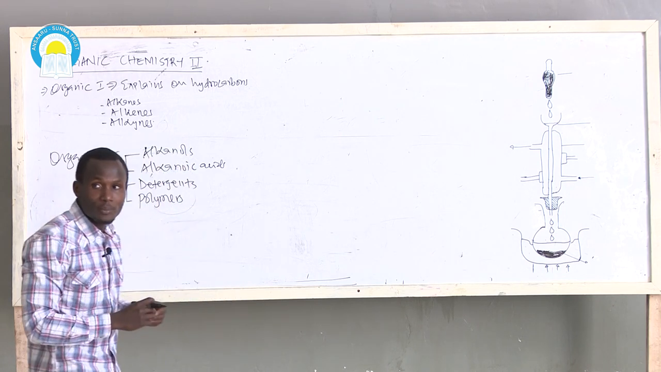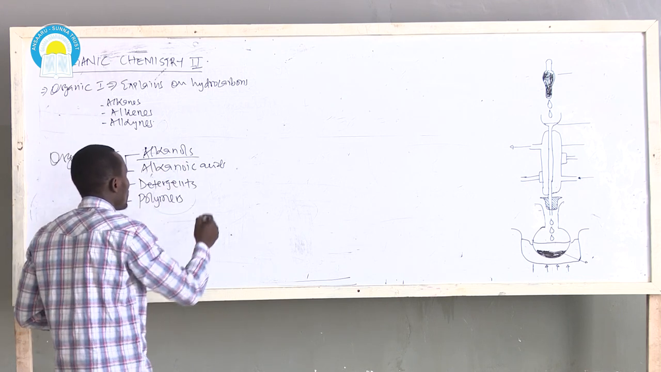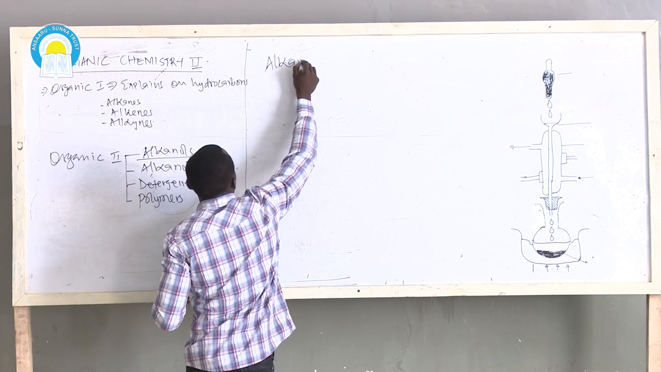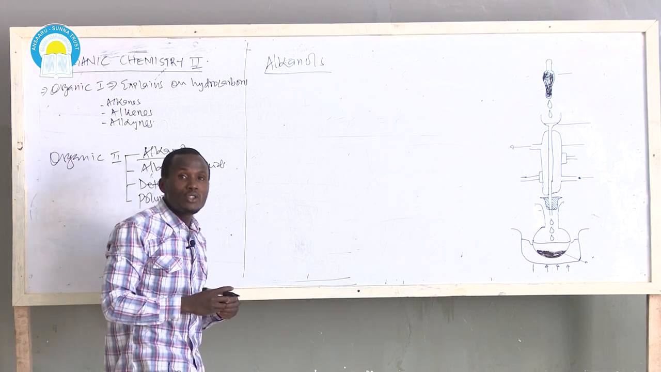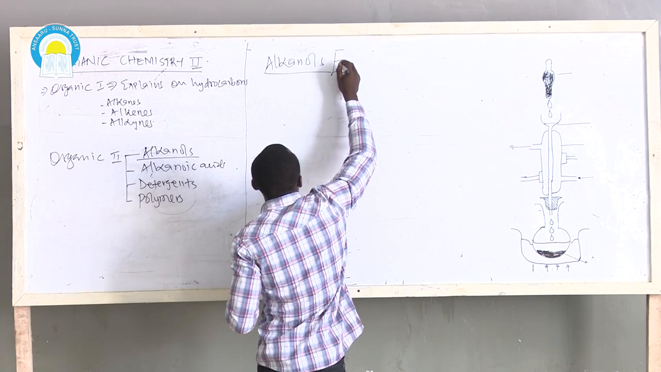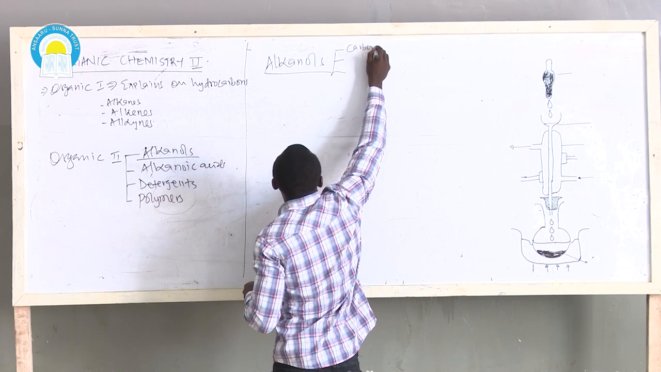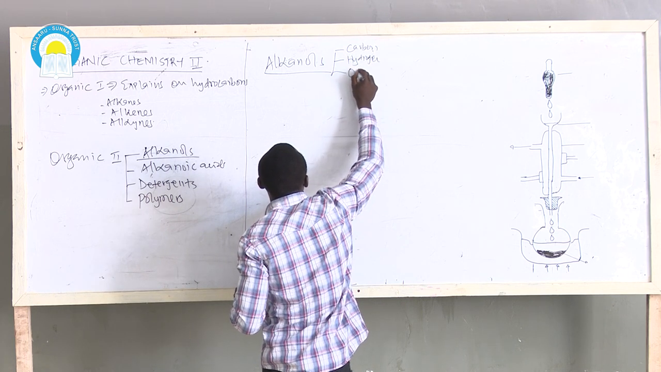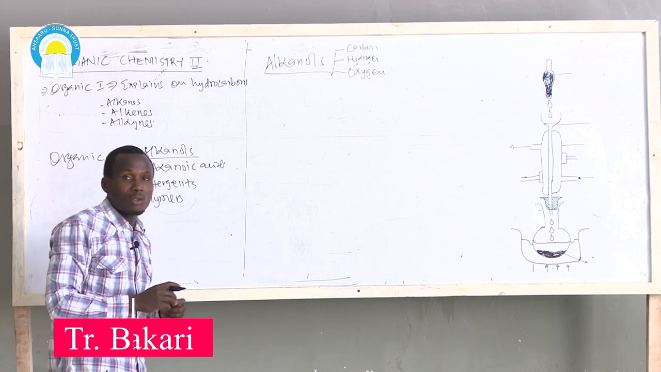So our first subtopic is going to be on alkanols. Let's first start with alkanols. Alkanols are compounds which are made of carbon, hydrogen, and oxygen. The elements forming alkanols, we have carbon, we have hydrogen, and we have oxygen. Those are the elements that form the alkanols.